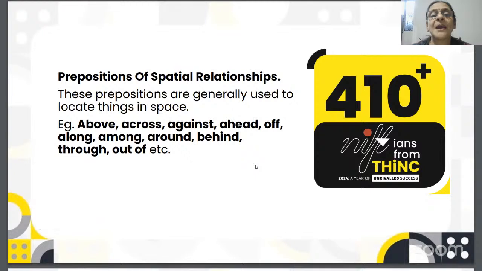Prepositions of spatial relationships. These prepositions are generally used to locate things in space. For example, above, across, against, ahead of, along, among, around, behind, through, out of, etc.